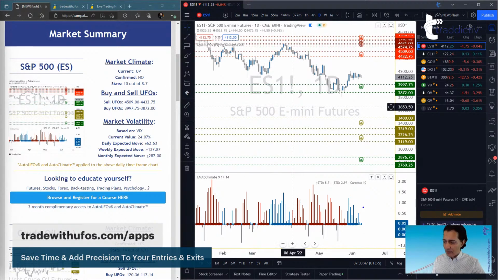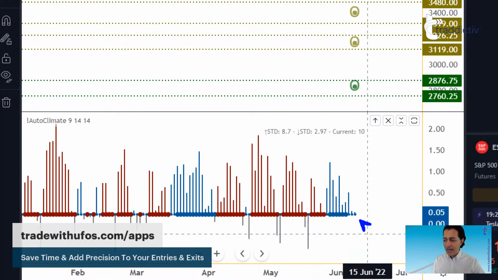But again, starting with the climate, you can see that we are dealing with a blue dot. But I would like to highlight as well the fact that that blue dot is a thin dot.